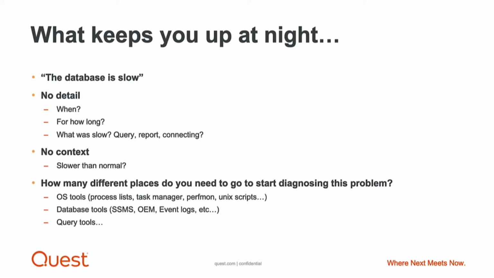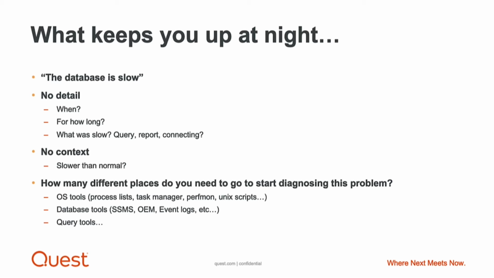A lot of times we don't even get something as simple as, what was slow? Are you staring at an hourglass in your application? Are you running a query through Power BI? So that context can be a bit tricky. If you're just getting the database is slow, what does that actually mean? Like, what is slow?